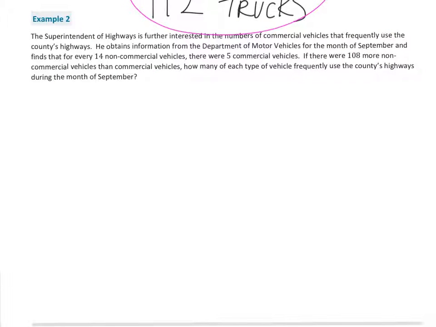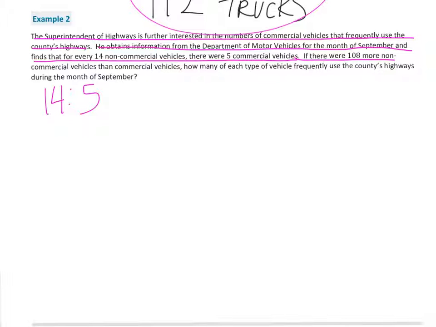Now we're getting just a little more complicated. So the superintendent of highways is further interested in the numbers of commercial vehicles that frequently use the county's highways. Commercial means owned by a company. He obtains information from the DMV for the month of September and finds that for every 14 non-commercial vehicles, there were 5 commercial vehicles. I'm going to write that ratio down real quick, 14 to 5. If there were 108 more non-commercial vehicles than commercial vehicles, how many of each type of vehicle frequently uses the county's highways during the month of September?